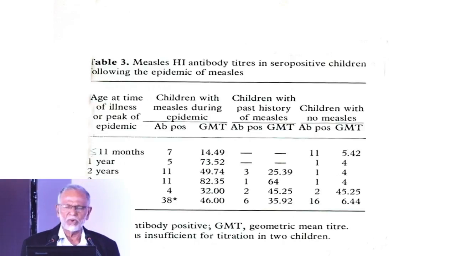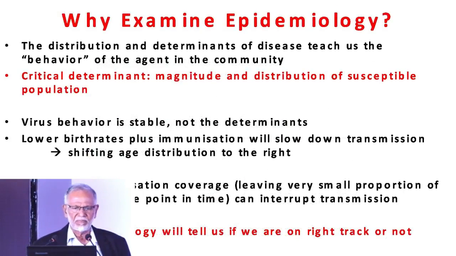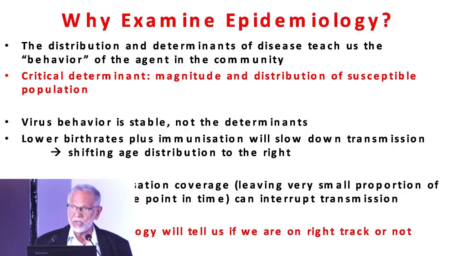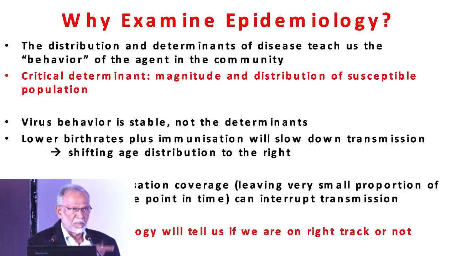Why do we explore epidemiology? The distribution and determinants of a disease will teach us the behavior of the agent. This is like spy work on the enemy during a wartime. We need to know exactly what the virus is capable of doing and is actually doing. The critical determinant, of course, the behavior of the virus, and the determinant, the most critical determinant is the magnitude, the numbers, sheer numbers, and the distribution of the susceptible population.